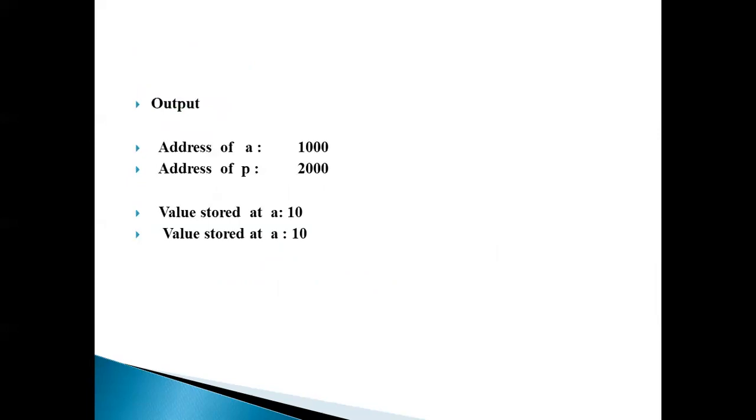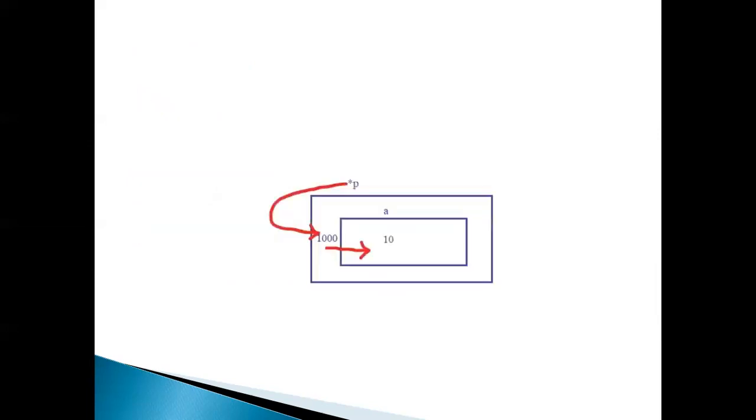So address of a is 1000, address of p is 2000, value stored at a is 10. See the diagram. The pointer p points to the location 1000, and the data stored in that location 1000 is 10. So 10 will be displayed first time.